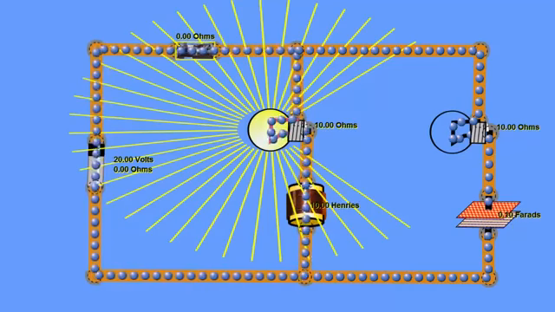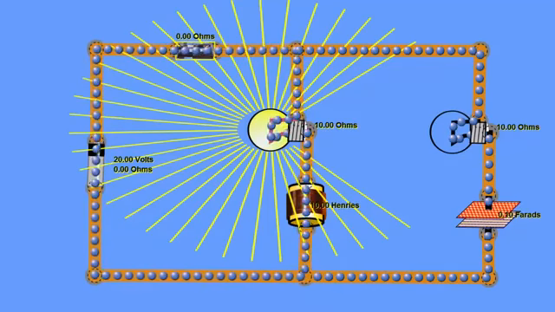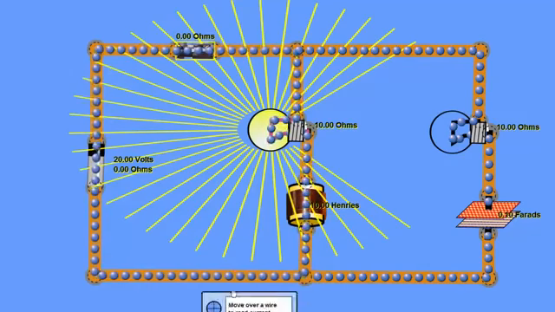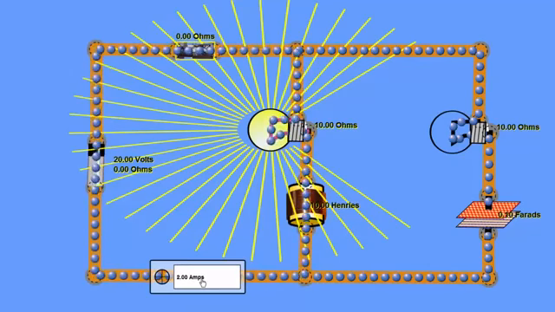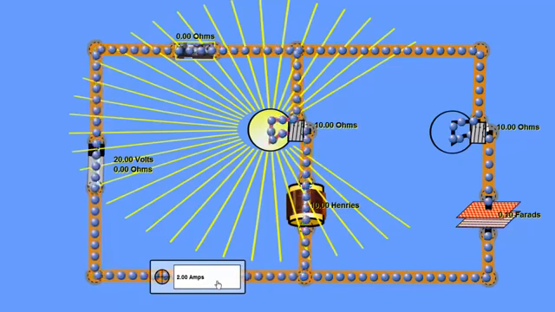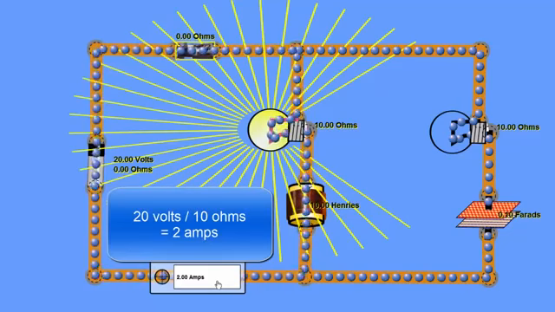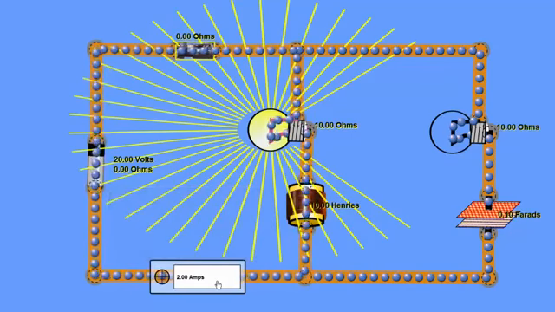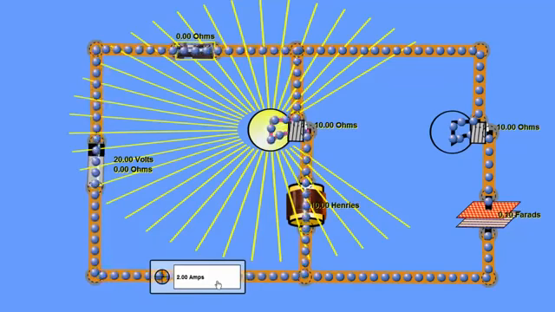But let's go ahead and monitor the current here. We're going to take a little non-contact ammeter and move around and look at this. We got 2 amps, which is what we expect: 20 volts divided by 10 ohms. The inductor is essentially shorting now. It's not opposing the current anymore, so it's basically acting like a dead short.